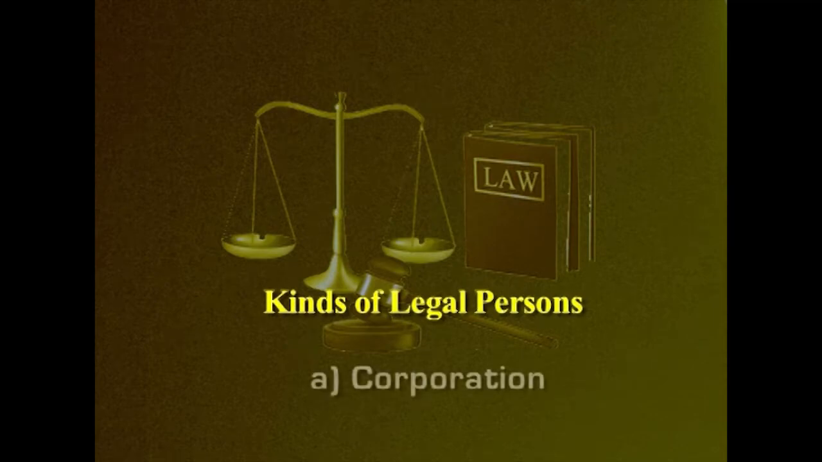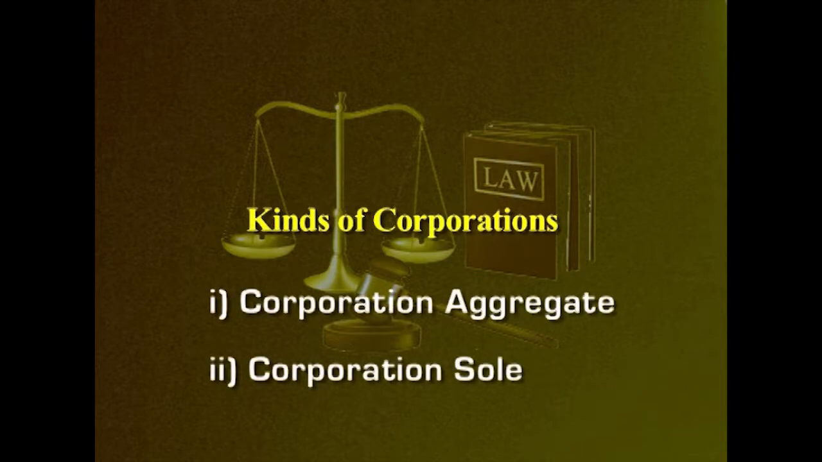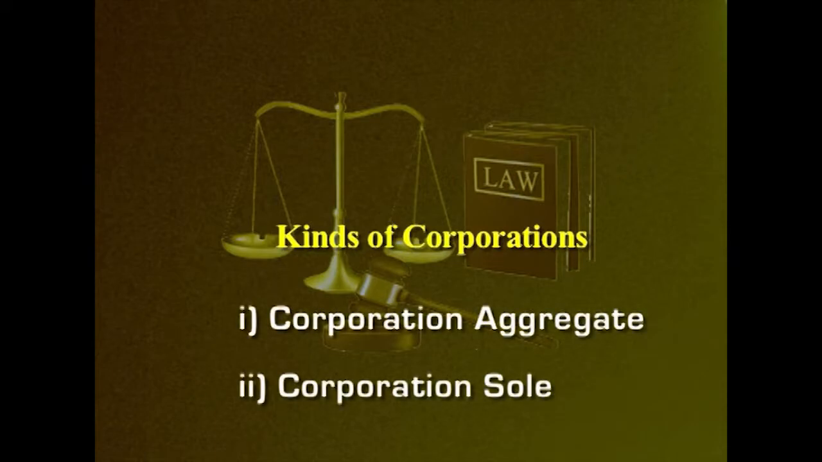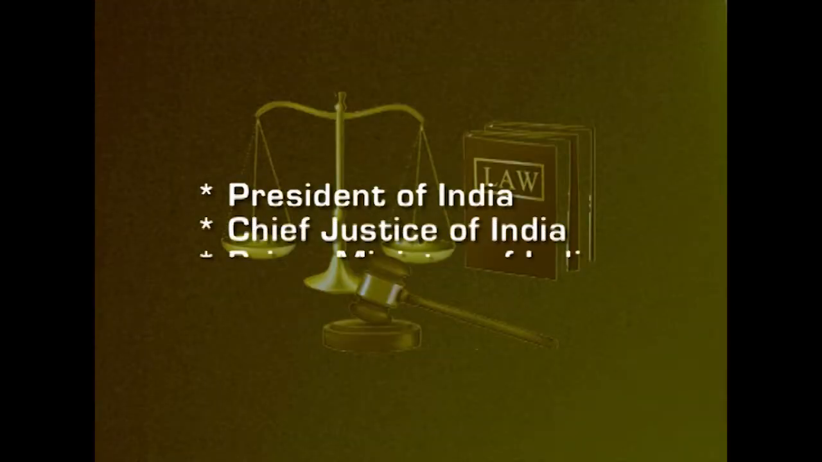Kinds of legal persons. A. Corporations. A corporation is a group or series of persons which by a legal fiction is regarded and treated as a person. Corporations are of two kinds: 1. Corporation aggregate, 2. Corporation sole. Corporation aggregate is a group of coexisting persons. Corporations aggregate have several members at a time. An example is a registered company. A corporation sole consists of an incorporated series of successive persons. A corporation sole has only one member at a time. Examples are the President of India, the Chief Justice of India and the Prime Minister of India.